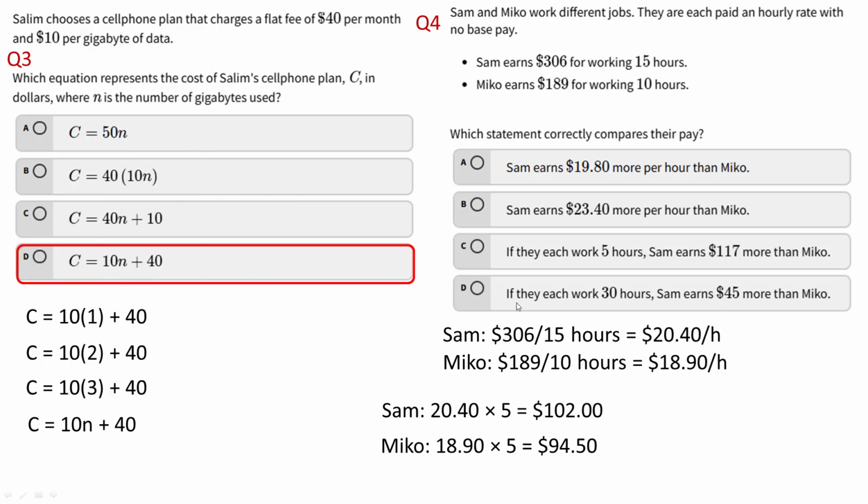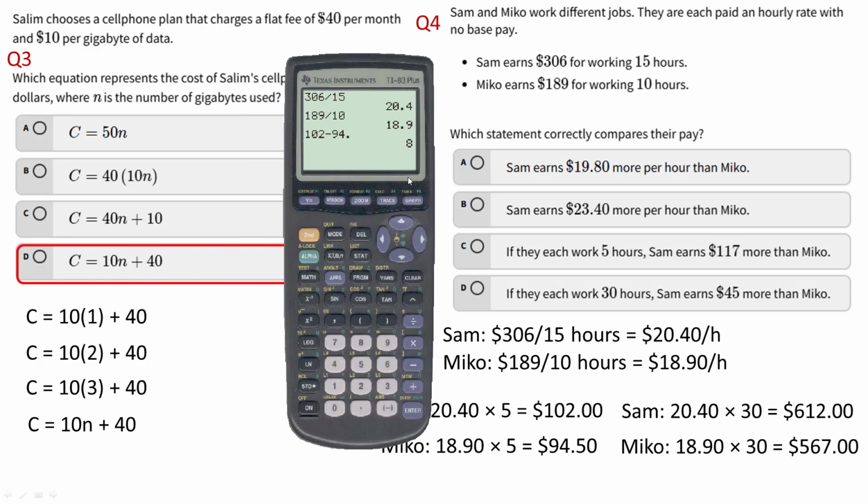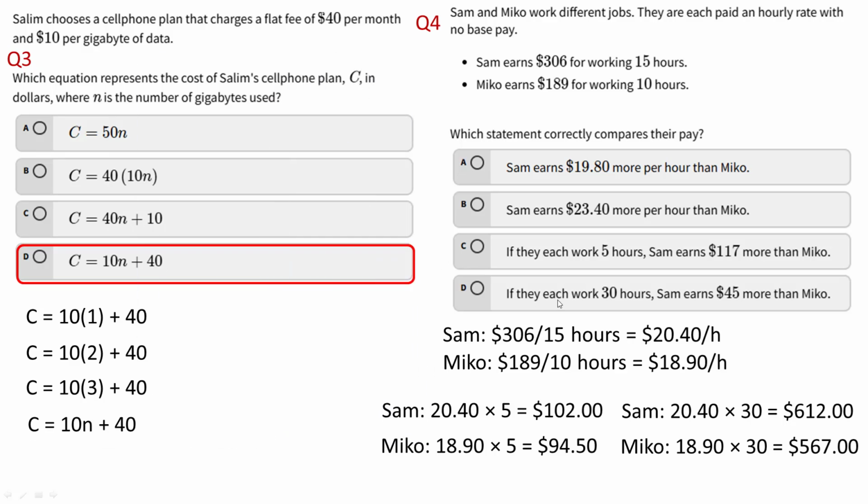There's only one left. So if they work 30 hours, Sam makes $45 more than Miko. So we'll multiply Sam's wage by 30, which is $612. For Miko, we'll take his $18.90 and multiply by 30, and he gets $567. So we would take our calculator and go $612 subtract $567. Okay, and so Sam does make $45 more than Miko. So D must be the correct answer.